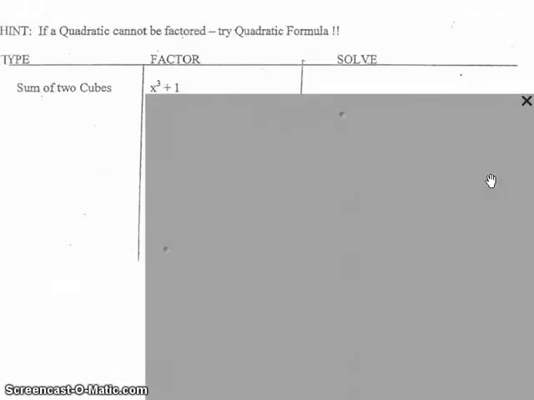Now, moving on to page 2 of the document that I gave you. And notice this hint they've given you. Don't forget the quadratic formula. Again, the quadratic formula can only be used for solving, though. So this could be a little bit misleading. If a quadratic can't be factored, then that's the end. It can't be factored on the left. On the right, though, you could still try the quadratic formula.